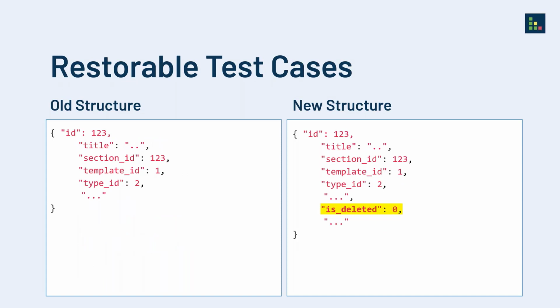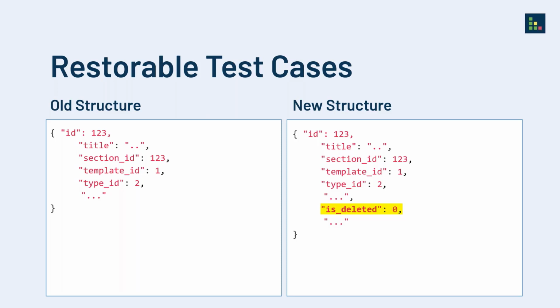With test cases, a test case property is now added to reflect whether or not a test case is marked as deleted, and that is identified as the is deleted state. If is deleted is 0, it means the test case is active. If is deleted is 1, then the test case is marked as deleted.